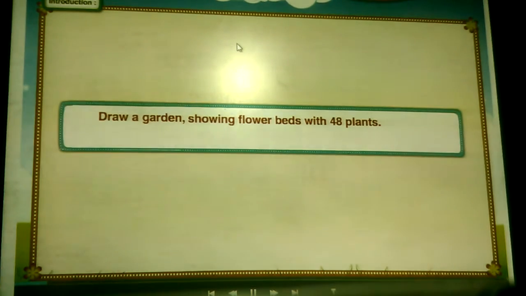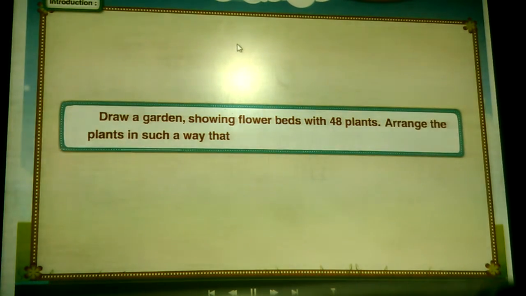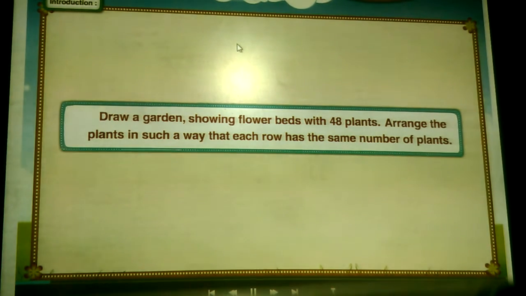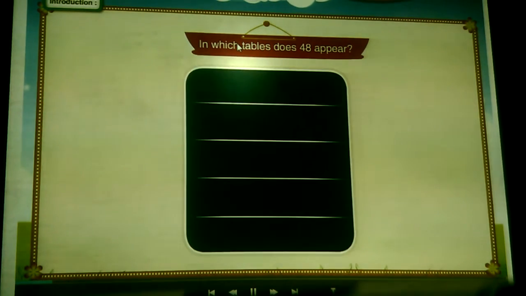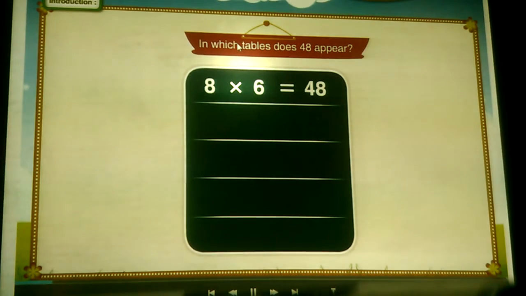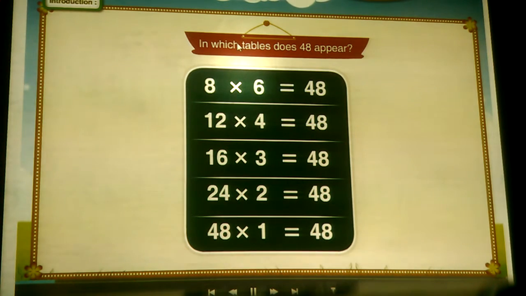Draw a garden showing flower beds with 48 plants. Arrange the plants in such a way that each row has the same number of plants. Come on, let's see how to arrange these plants. First, we will check in which tables does 48 appear. 48 is equal to 8 into 6, 12 into 4, 16 into 3, 24 into 2 and 48 into 1. Now we will arrange the plants as per the table.